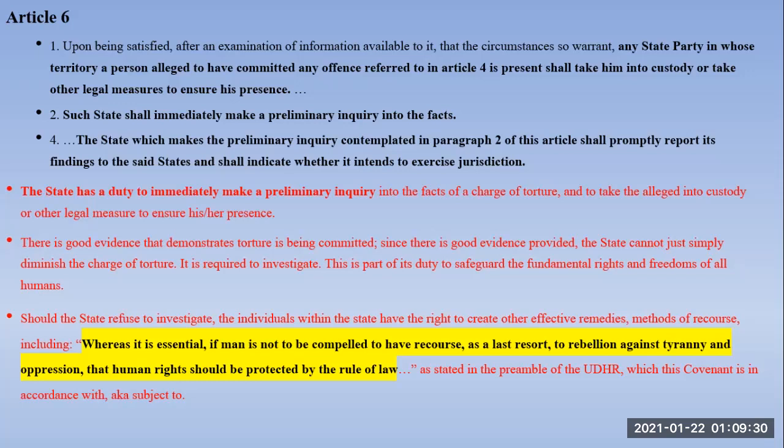Should the state refuse to investigate, the individuals within the state have the right to create other effective remedies, methods of recourse, including, as stated in the Universal Declaration of Human Rights, whereas it is essential, if man is not to be compelled to have recourse as a last resort to rebellion against tyranny and oppression, that human rights should be protected by the rule of law. And this covenant is in accordance with the Universal Declaration of Human Rights, which means that it is subject to that declaration.